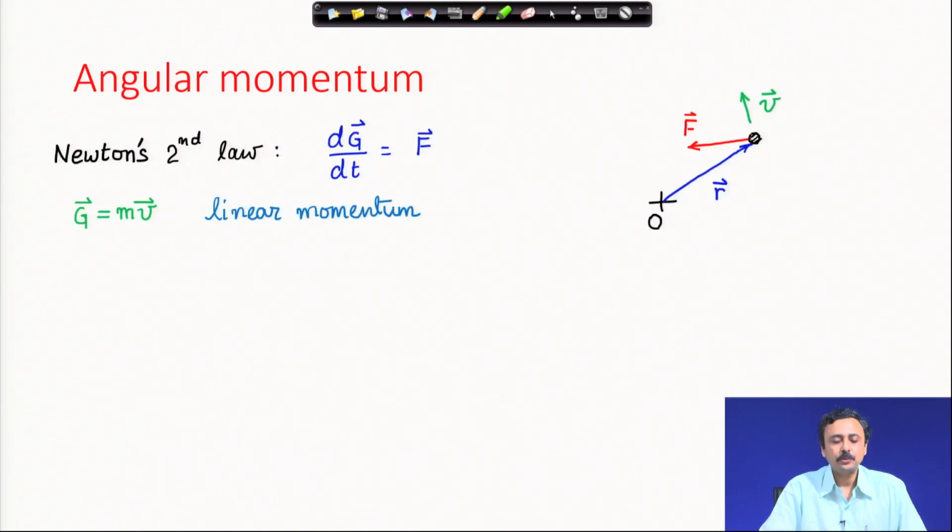Let us start with Newton's second law then. The rate of change of linear momentum is equal to the force, and G is the linear momentum, mass times velocity. Consider this fixed point O in the figure and the radial vector r to the particle at this instant shown. The particle has a velocity v as shown by that green vector and a force F as shown by the red vector is acting on the particle.